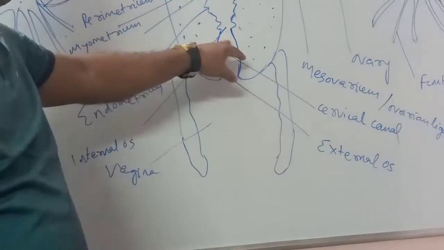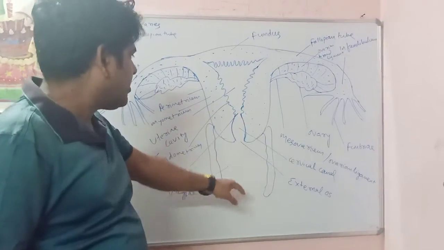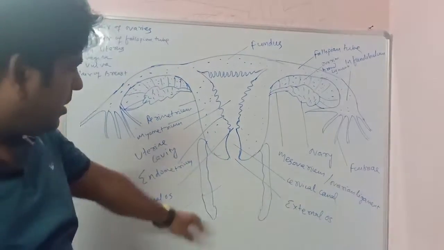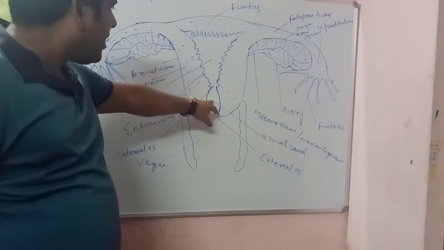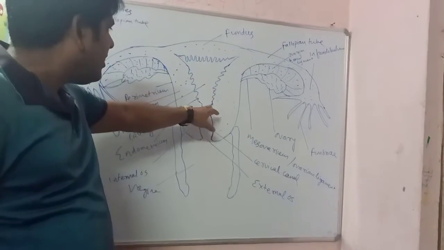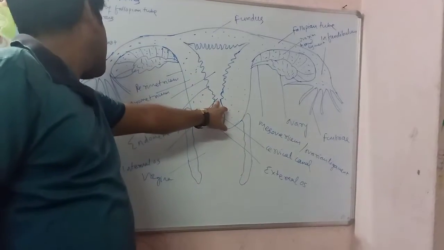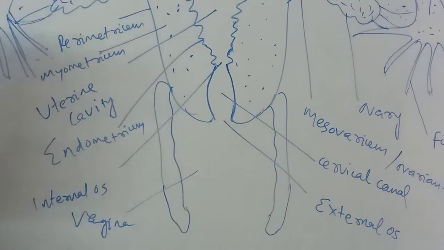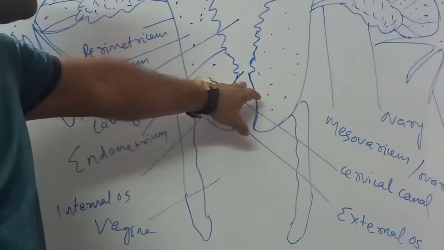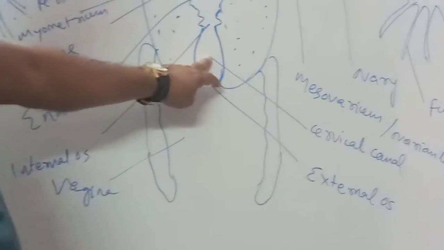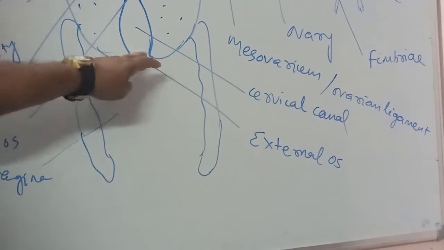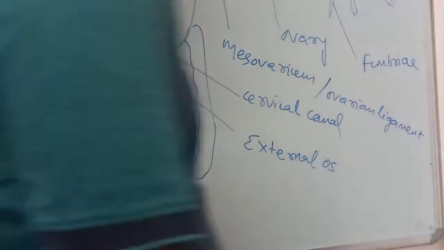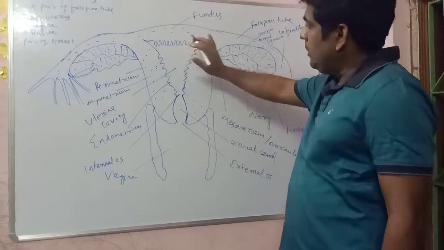Actually, the meaning of cervix is neck in the Latin language. The cervix contains the cervical canal. Here is the cervical canal, and this is the uterine cavity. The cervical canal is connected with the uterine cavity through a narrow channel called the internal OS. OS stands for orifice. The cervical canal is connected with the vaginal canal through a narrow channel, that is the external OS. The cervix is a narrow part of the uterus.